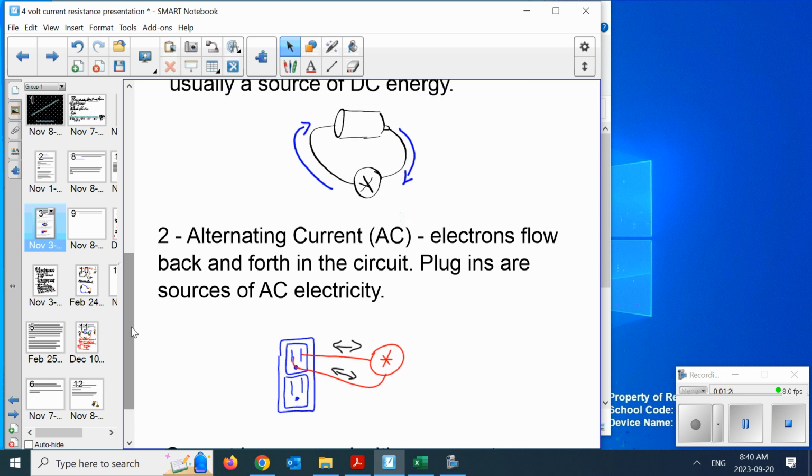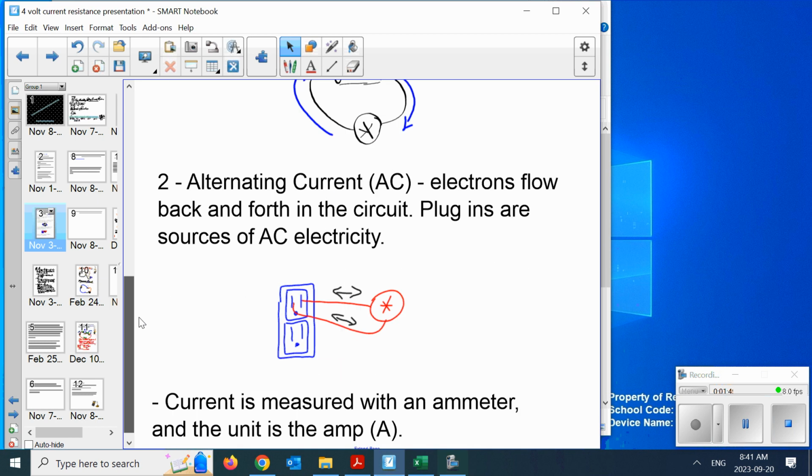So jot this down, and you can see this here. I plug in a lamp or something like this. That's a very simplified drawing, but just to get across that, that's what we're talking about. When you plug something in, that's an AC source of energy. Pause the video so you can jot that down. While you're jotting that down, I'm going to just slide up to the next thing too.